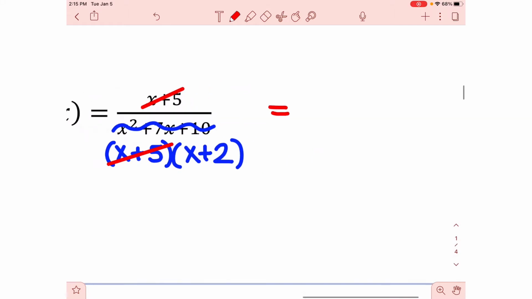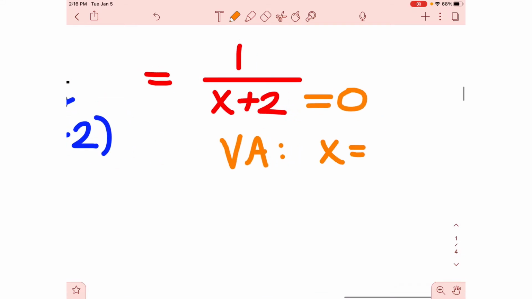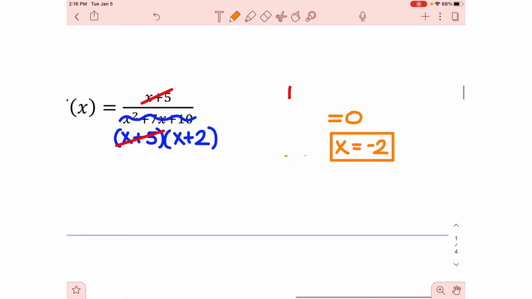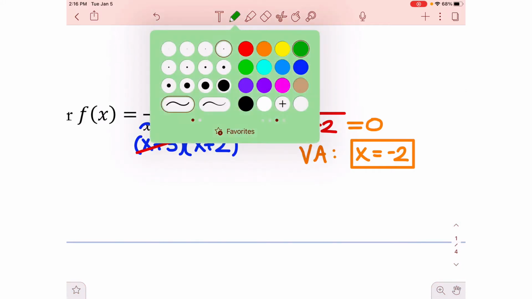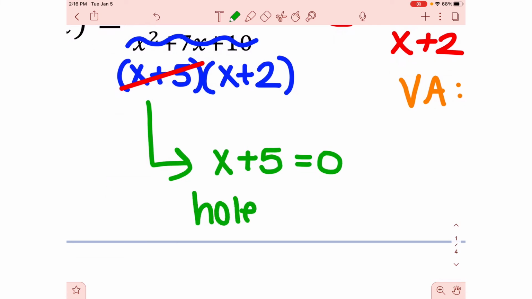Okay, so let's write down the simplified fraction. There's nothing left on top, so I'm putting a 1, and then there's an x plus 2 on the bottom. Taking that is how I can figure out the vertical asymptote. We set the bottom equal to 0, so the vertical asymptote is at x equals -2. Now looking back, let's talk about where the hole is going to be. The hole is going to be at -5. We take this x plus 5, the factor that canceled, and set it equal to 0, so there's a hole at x equals -5.